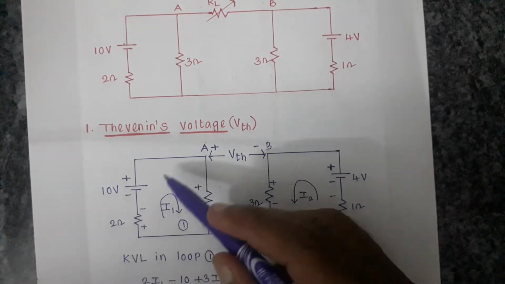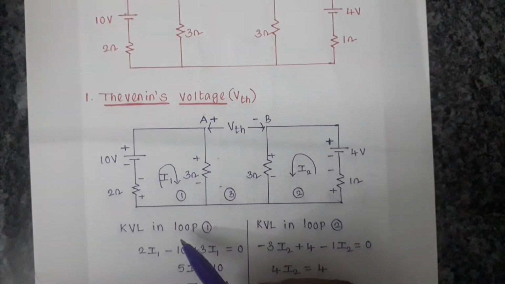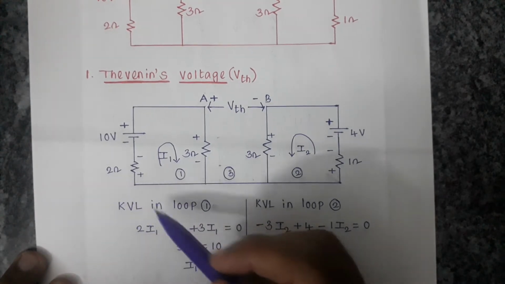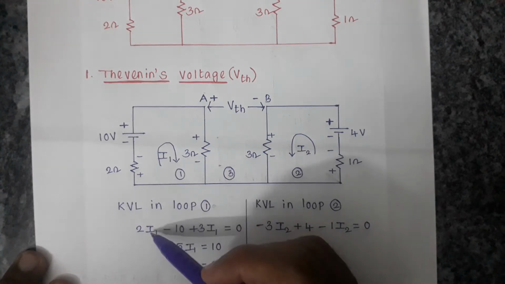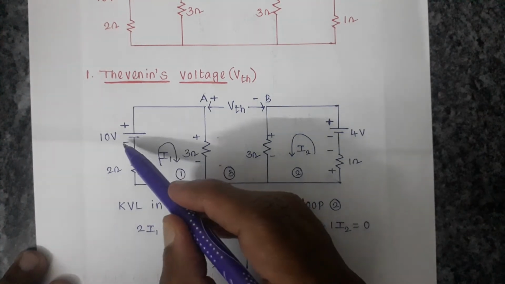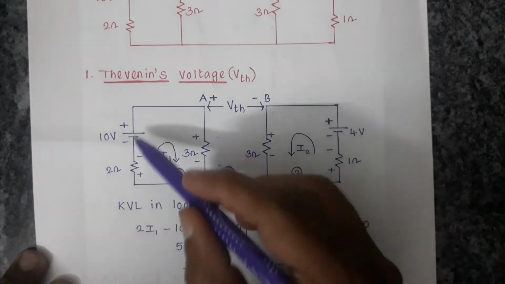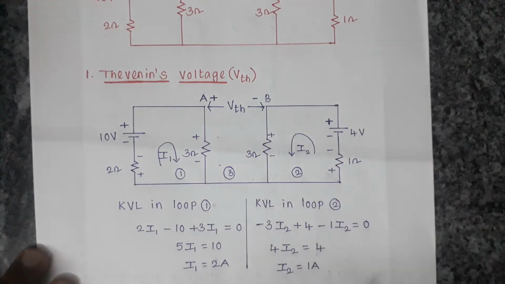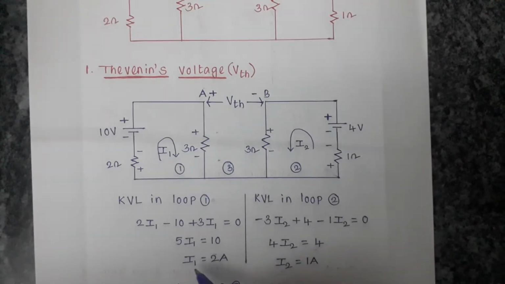So applying KVL in loop 1. If you write KVL in loop 1, plus 2 into I1, minus 10, plus 3I1 equals 0. If you solve this equation, you get I1 equal to 2 amperes.